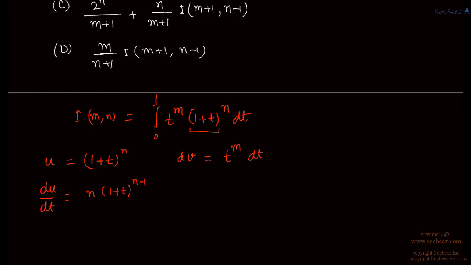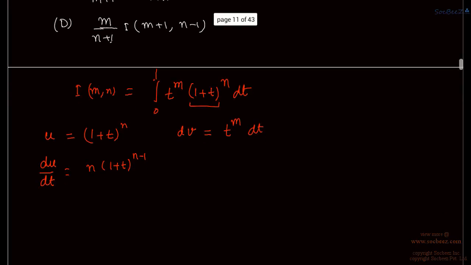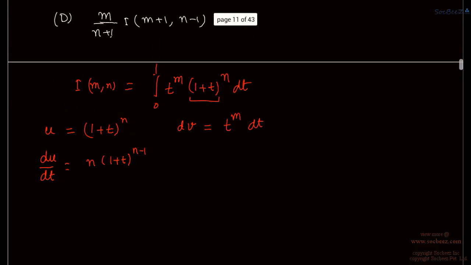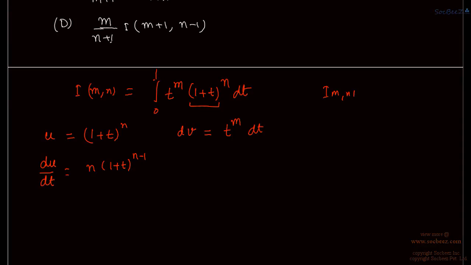Since we have to find the value of I m n in terms of I m plus 1 n minus 1, we have to increase the power of m. That's why we have taken the second function as t to the power m, because we have to integrate it, and we know the formula for integration is x to the power n plus 1 upon n plus 1.